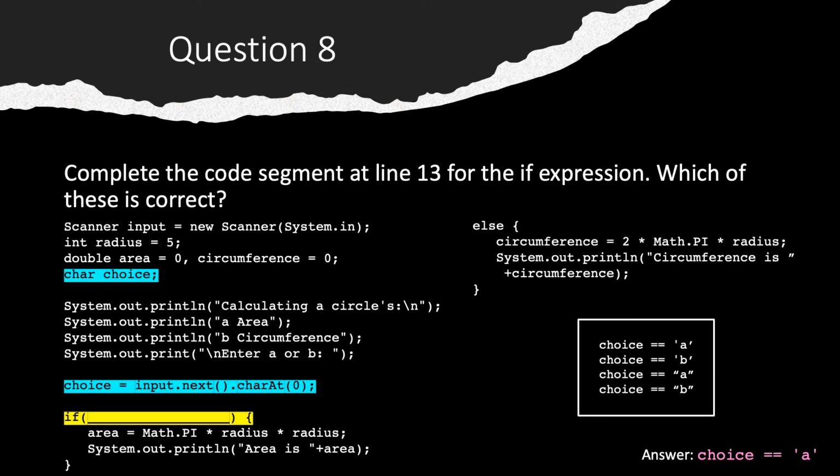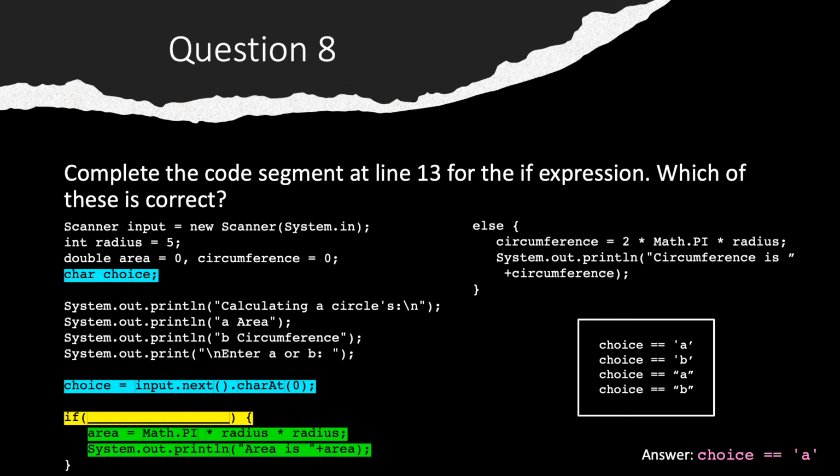Question 8. Complete the code segment at line 13, which is highlighted in yellow, for the if expression. Which of these is correct? If we look at the line before the if, we have choice equal to input.next().charAt(0). And we can see that at declaration, choice is type char. So this means it will take only the first character or letter and keep it in the variable called choice.